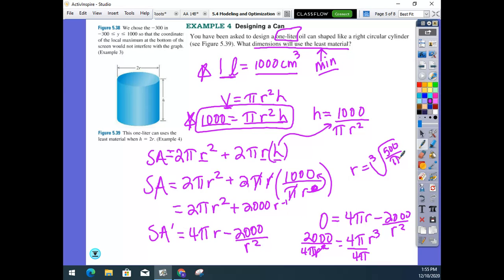Oh, and then my notes just quit on me, so hang on. All right, so what dimensions will use the least amount of material? So I wonder if they used a graphing. Hang on. Yeah, they used a graph.